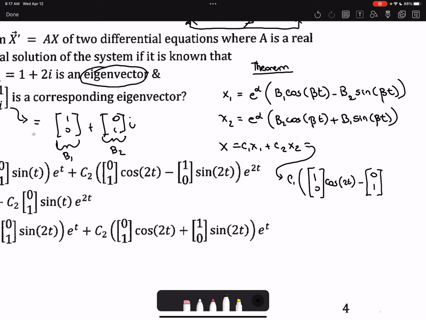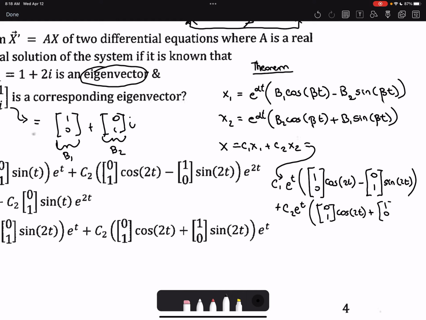And I always forget this, but don't forget this in real life. First of all, this has a t in there, and here I need to write e to the 1t, so it's going to be e to the t. And here it's going to be e to the t as well. We also have our constant here. And here we have (0, 1) times the cosine of 2t plus (1, 0) times the sine of 2t.